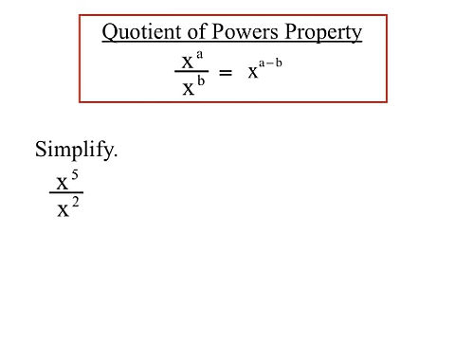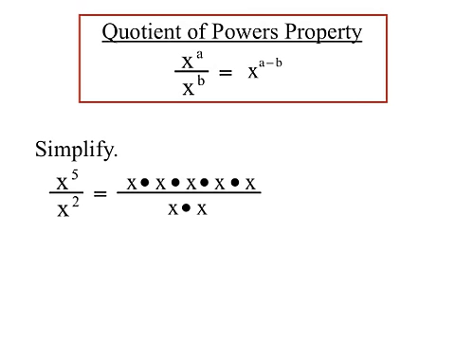I can do the expanded way, which can take a long time, especially if you've got x to the 49th power or x to the 100th power. If I have x to the 5th, I multiply x by itself 5 times over x to the 2nd, which is x times x, 2 x's in the denominator.